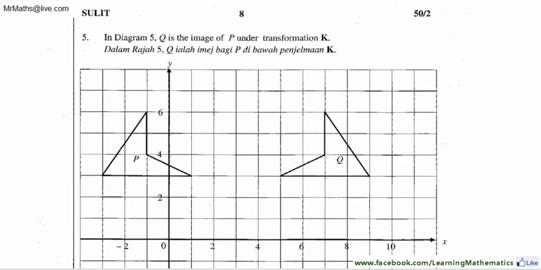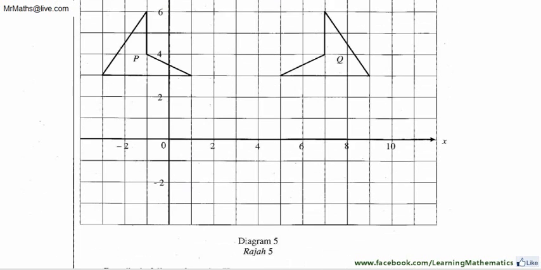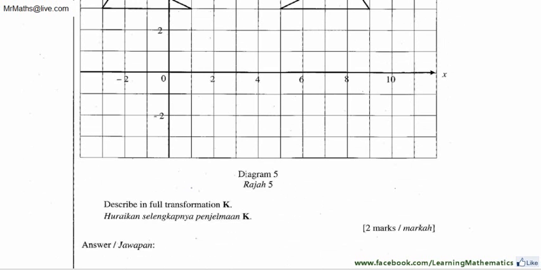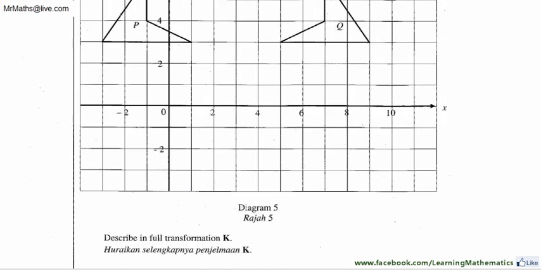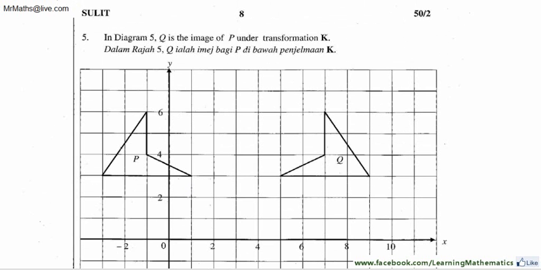In diagram 5, Q is the image of P under transformation K. So what's the question? Describe in full transformation K. Okay, now how do you do that? Diagram 5, Q is the image. So Q, this is the image.